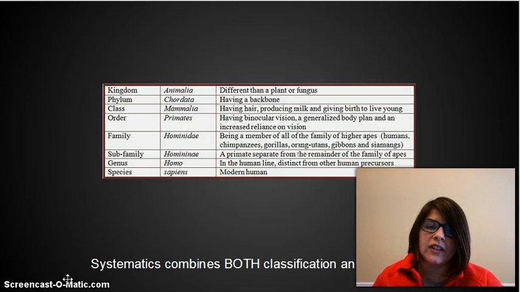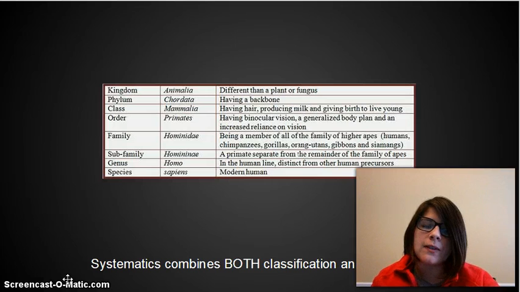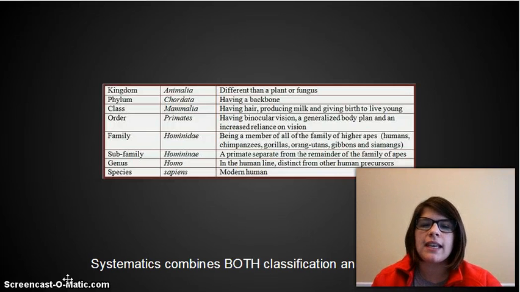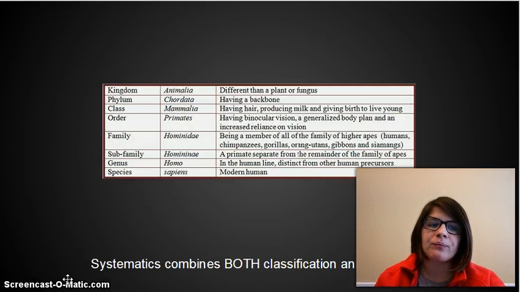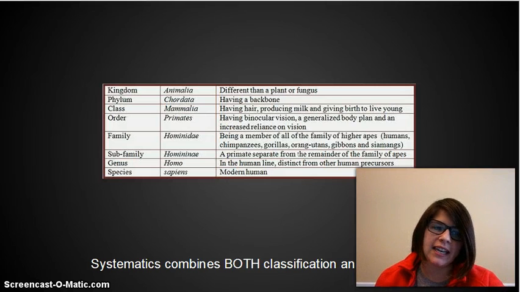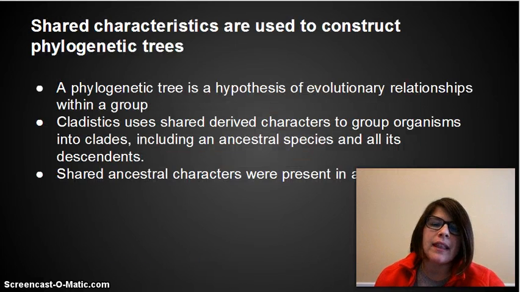And then we have our genus. It just means we're in the human line. So we now are Homo sapien, we have had Homo erectus, we have had all kinds of different Homo something based on when this human was around. So right now, modern humans are called Homo sapien based on their genus and species. So systematics is going to combine both classification and phylogeny.